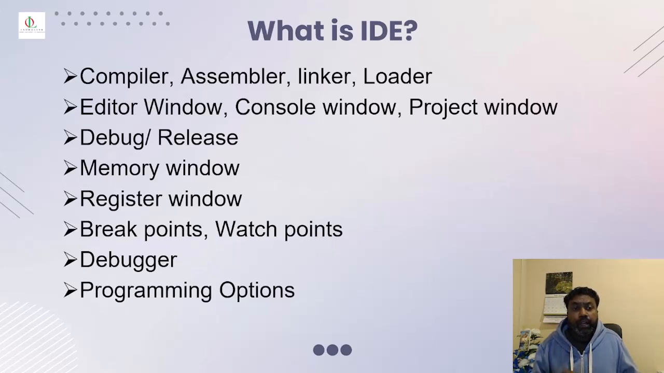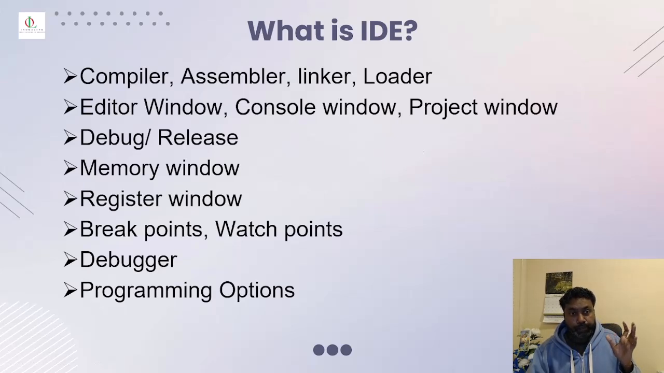Next is the editor window, console window, and project window. When you get into the IDE you will see there are different windows. The editor window is where you will write the C code. The console window is where you will see the outputs of your written code. And the project window is where you manage your files. There will be multiple files, and that's where the file management comes in, and you will do that in the project window.